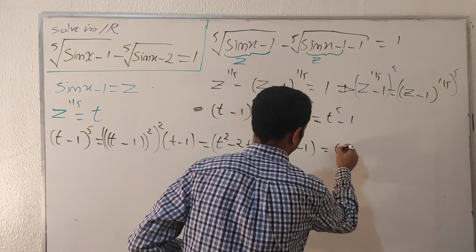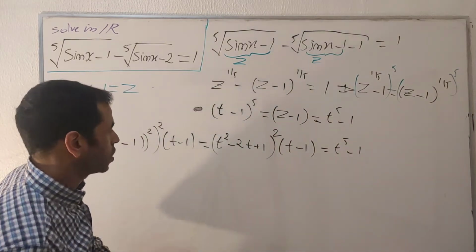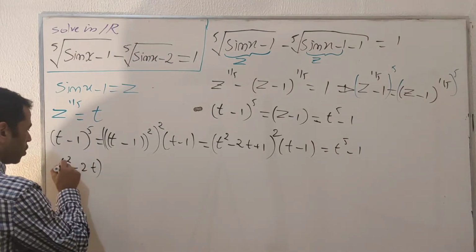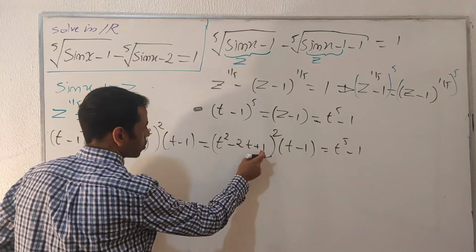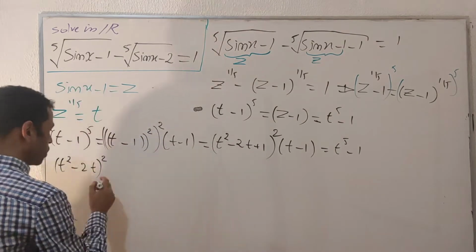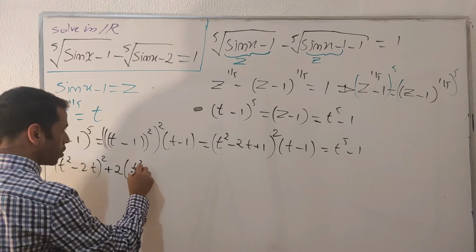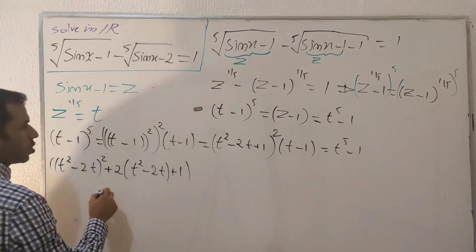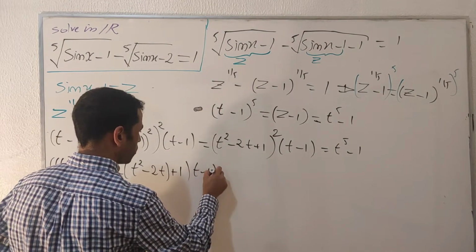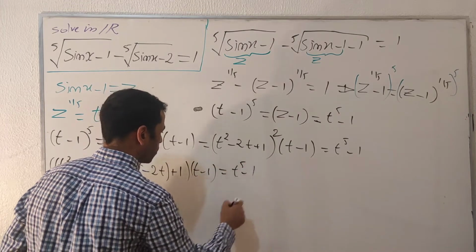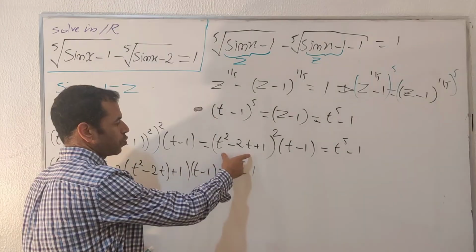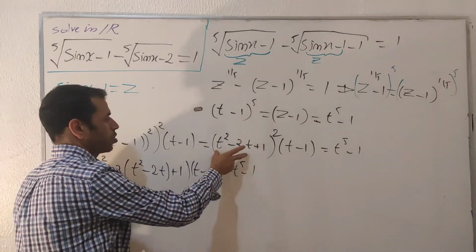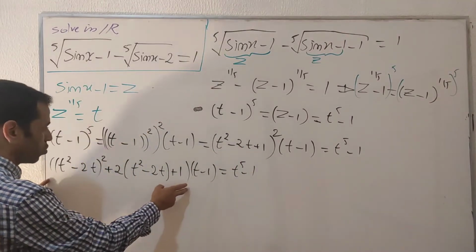This one equals t to the 5th minus number 1, okay? Expand this one out, I get t squared minus 2 times t quantity squared plus 2 times 1 multiplied by this one. So I get plus 2 multiplied by t squared minus 2 times t, plus the last term, which is number 1. So this one was multiplied by t minus number 1. The entire thing equals t to the 5th minus number 1. What I did here, just consider this one as one term, then apply the quantity squared formula, okay, which gives us this one, okay?